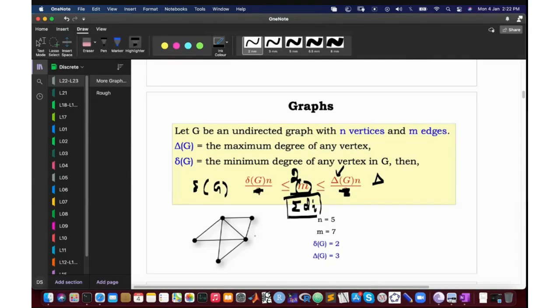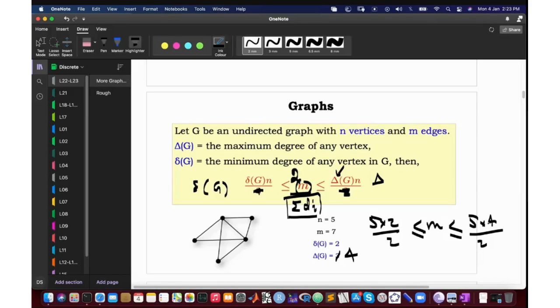So in here, for example, the minimum degree is 2, and the maximum degree is 4, right? 1, 2, 3, 4. This is wrong. So the maximum degree is 4. So the number of edges in here should be at most, and how much is n? 5. So it should be 5 times 4 over 2.